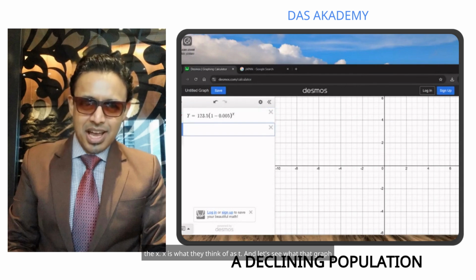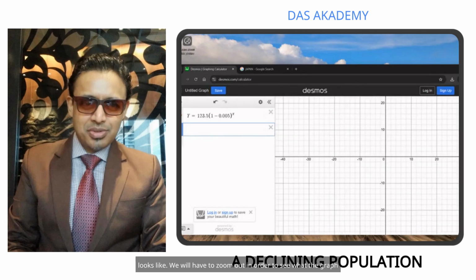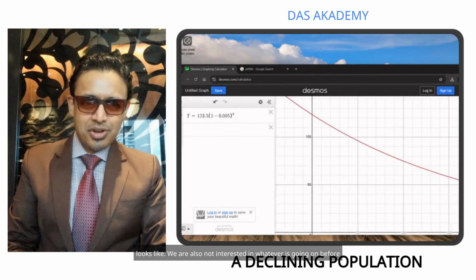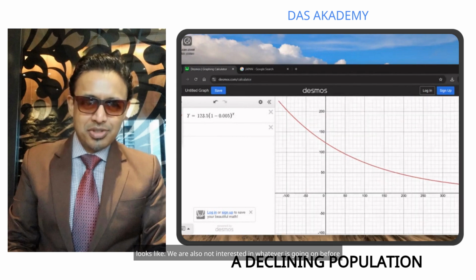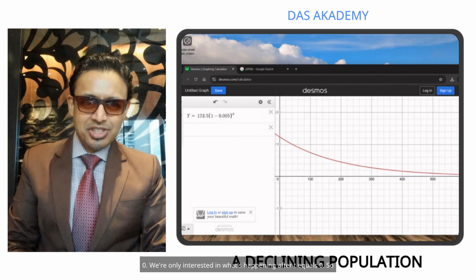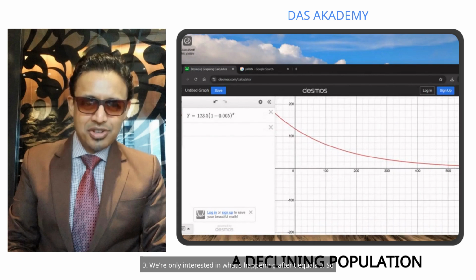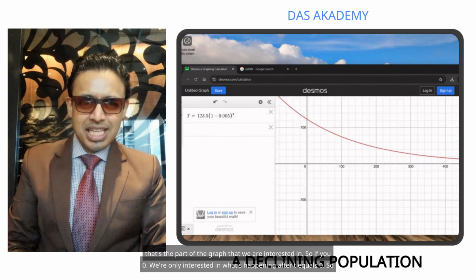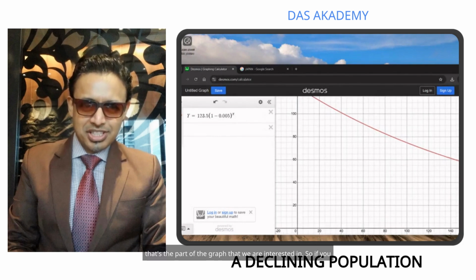And let's see what that graph looks like. We will have to zoom out in order to see what that graph looks like. We are also not interested in whatever's going on before 0. We're only interested in what's happening after t equals 0. So that's the part of the graph that we are interested in.